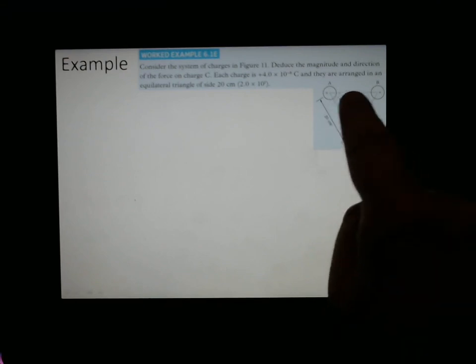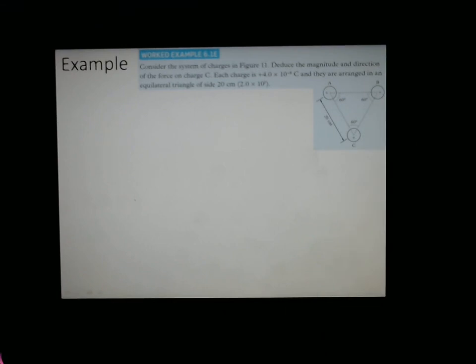Again, we've got two charges acting on C, but what we can clue in on here, and we're going to cheat a little bit, is that A and B have the same charge. They're both 4 times 10 to the negative 8, and they're both 20 centimeters away. Therefore, the magnitude of their force should be the same. Okay, think on that for a second. If they're the same charge and they're the same distance, the force will be the same. The direction won't be the same, but the size of the force will be the same.